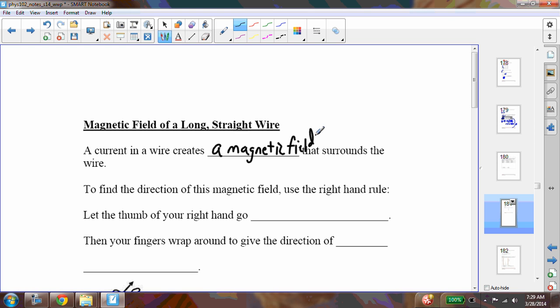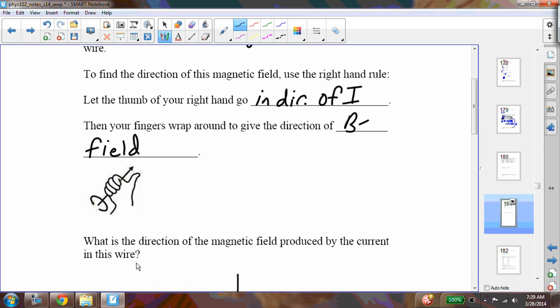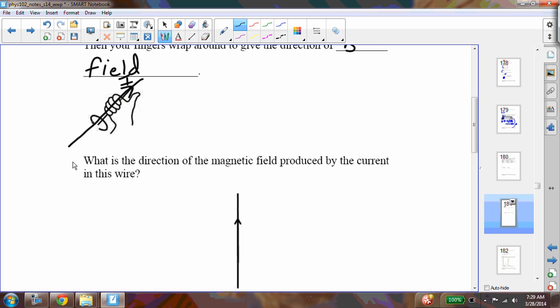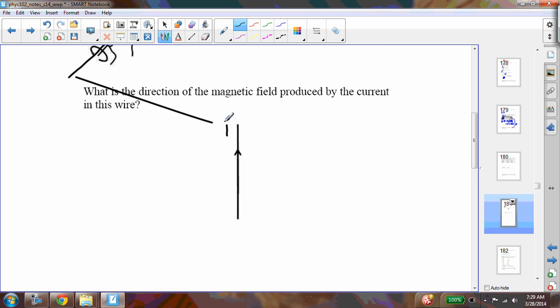Now, to find the direction of this magnetic field, we're going to use the right-hand rule. We let the thumb of your right hand go in the direction of I, the direction of the current, and then your fingers wrap around to give the direction of the magnetic field. So, for example, if we have a wire like this, our thumb will go in the direction of the current, and then our fingers wrap around to give the direction of the magnetic field.